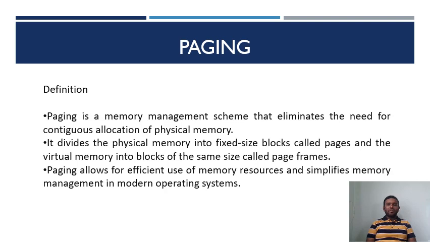Next, let us look at paging. Paging is a memory management scheme that eliminates the need for contiguous allocation of physical memory. It divides the physical memory into fixed size blocks called pages and the virtual memory into blocks of the same size called page frames. Paging allows for efficient use of memory resources and simplifies memory management in modern operating systems.